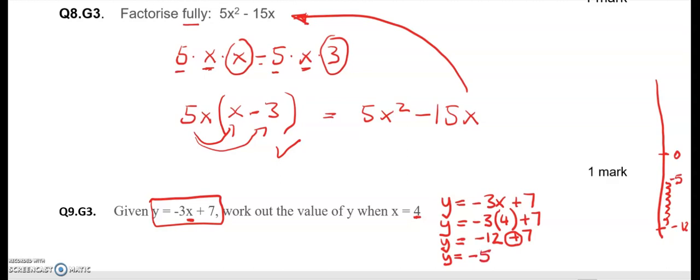You can also link this to money. So if you were £12 overdrawn and then you added £7 to your account, what would your balance be then? And you'd be minus 5, or £5 overdrawn.